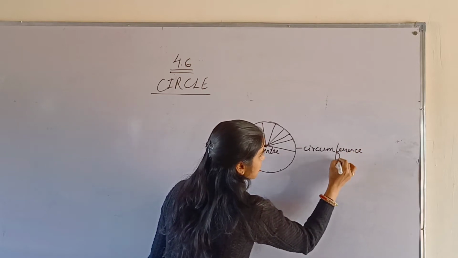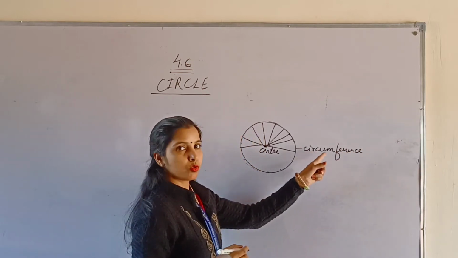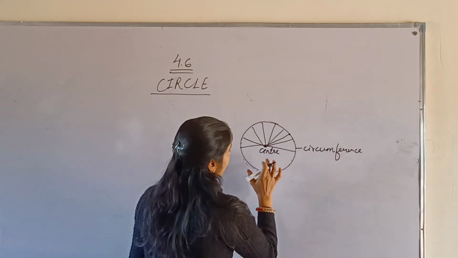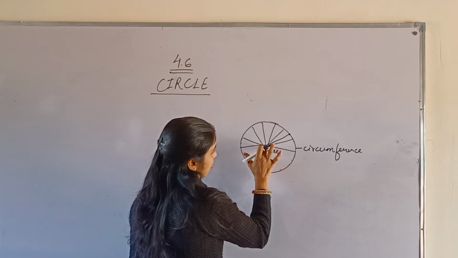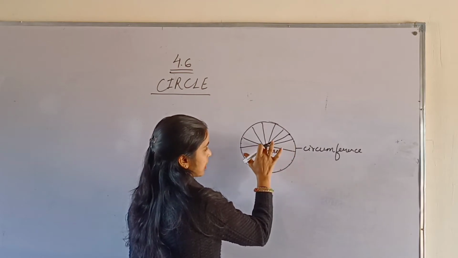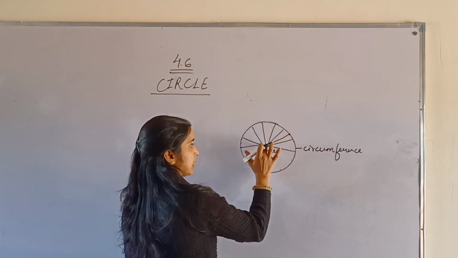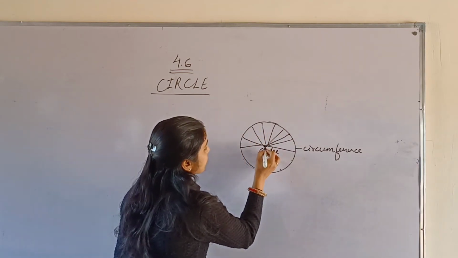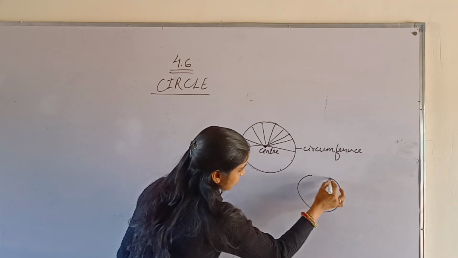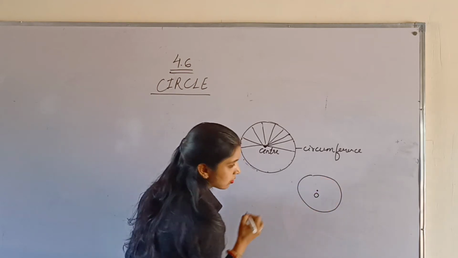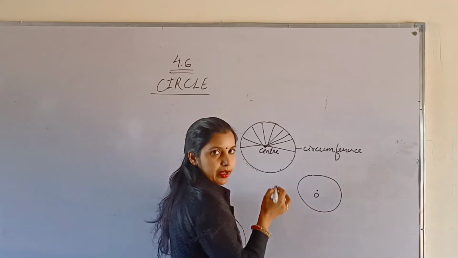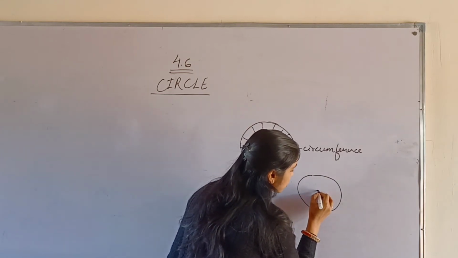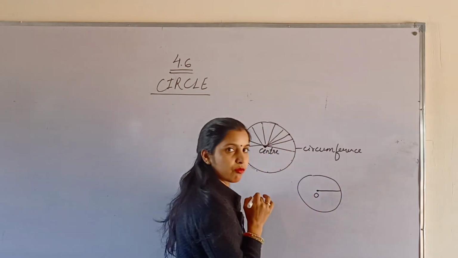Circumference. Okay, the spelling is C-I-R-C-U-M, circum, F-E-R-E-N-C-E, ference. So the center is always at equal distance from each and every point on the circumference. Now, for example, I make another circle. This is the center, and this is the circumference. So the equal distance, the distance from the center to the circumference.